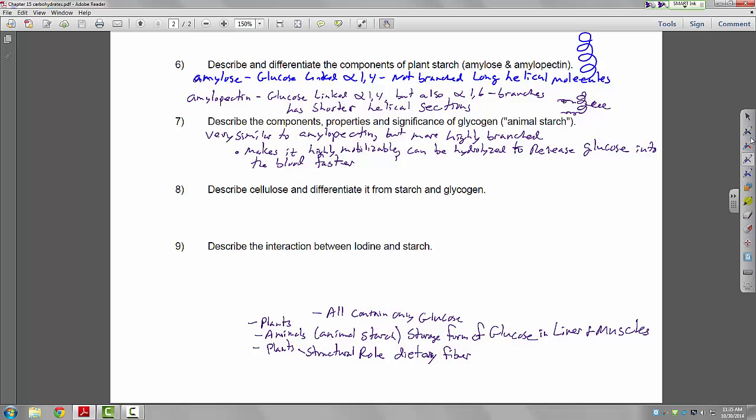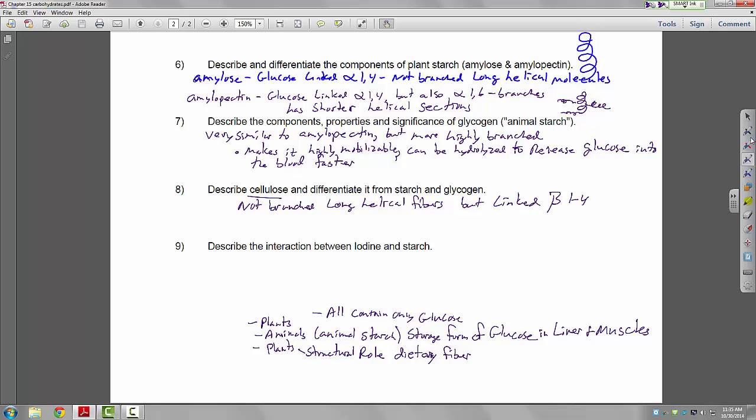All right. Describe cellulose and differentiate from starch and glycogen. Cellulose, again, is not branched. So you have long helical fibers, right? But they are linked not alpha 1,4, but beta 1,4. So the anomeric carbon, carbon 1 of glucose, is beta, so beta is up. And that's an acetal bond to carbon 4 of the next glucose unit in the chain.